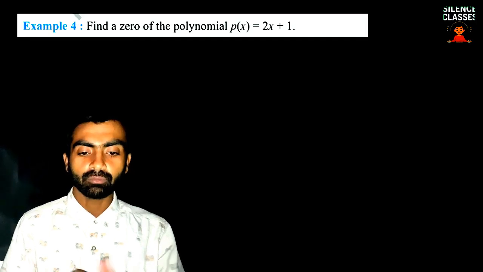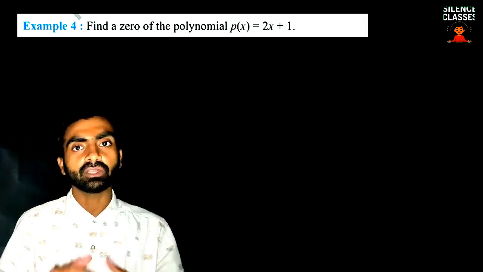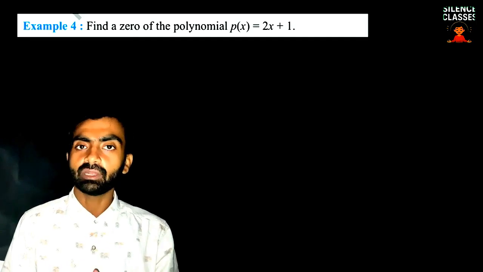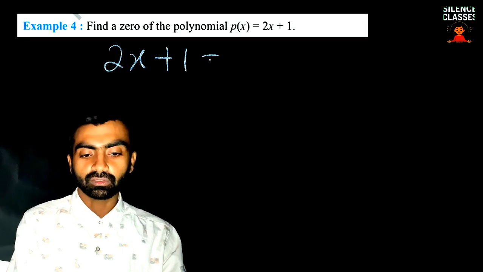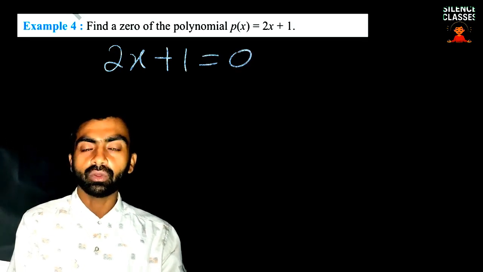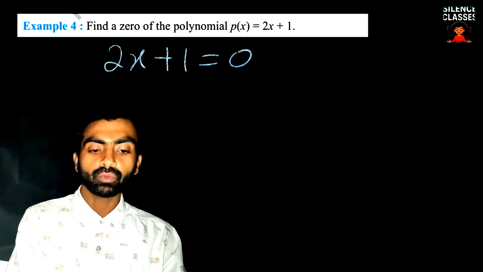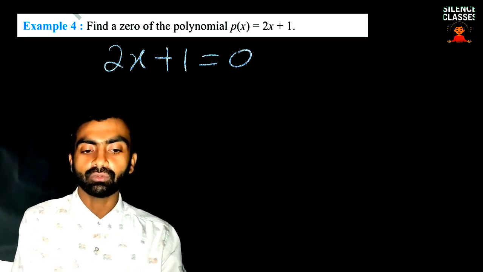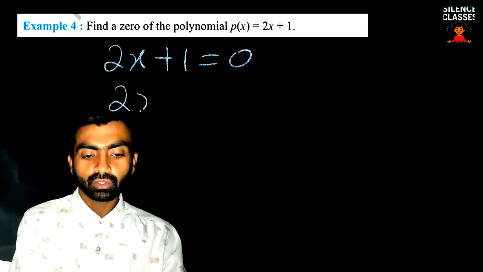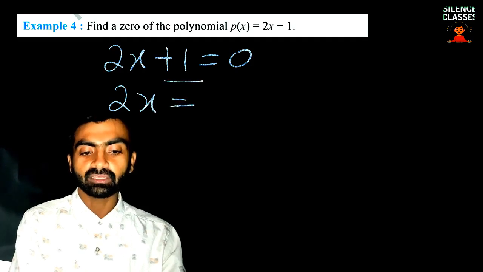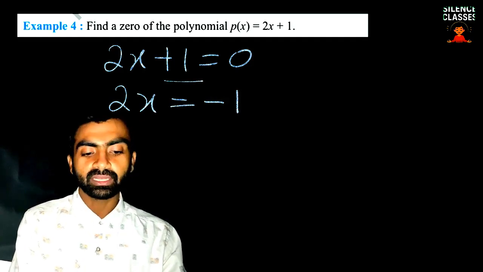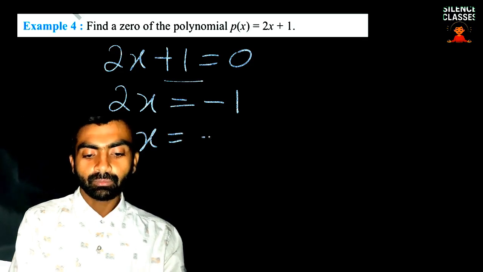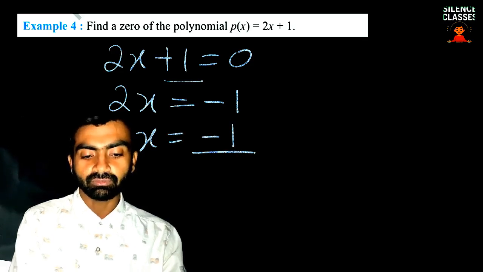Find the zeros of the polynomial p(x) equals 2x plus 1. Now we have to find the zeros of the given polynomial. So we write 2x plus 1 equals 0. To find the zero of the given polynomial, we have to solve this equation. So 2x equals, we send this +1 to the right hand side, it becomes -1. Now there is a multiplication sign between 2 and x, so x equals -1, we send the 2 to the right hand side, it becomes division, means 2.